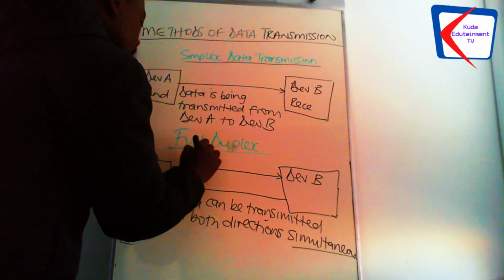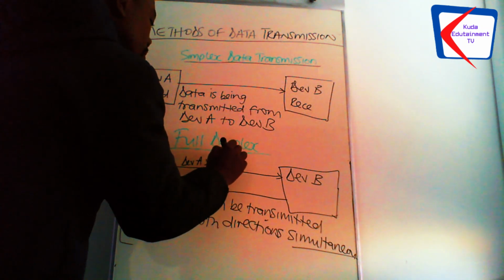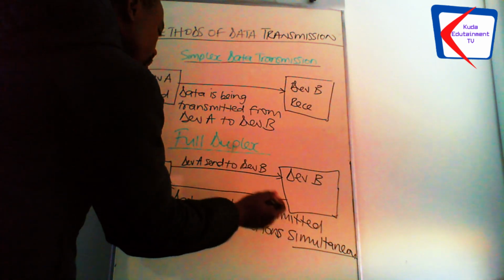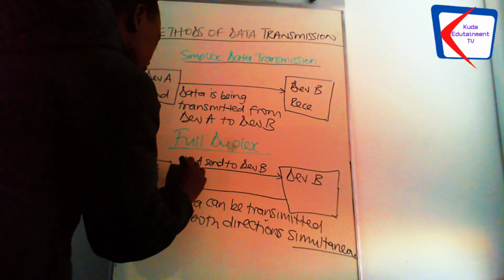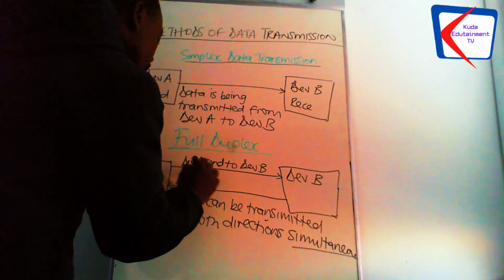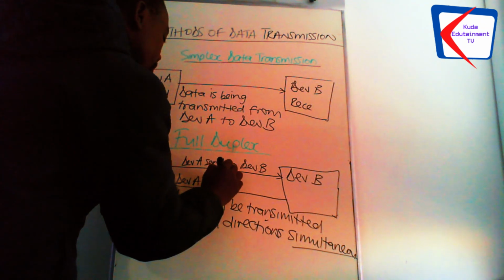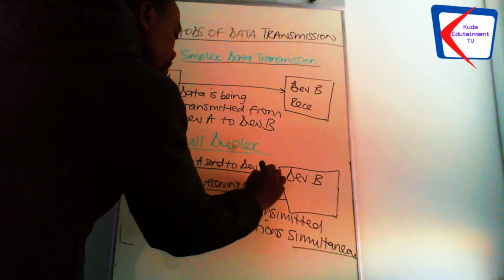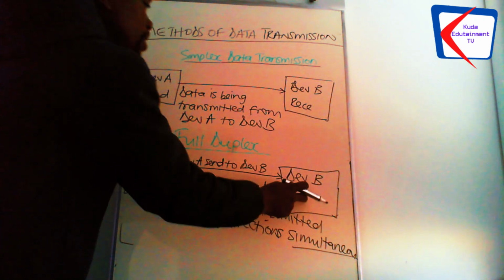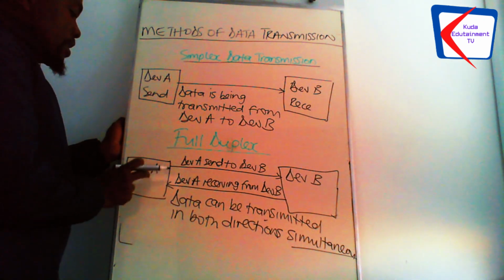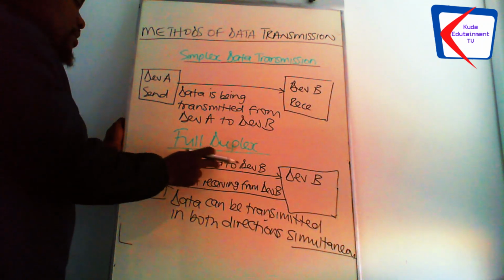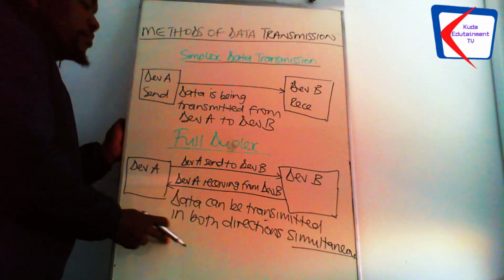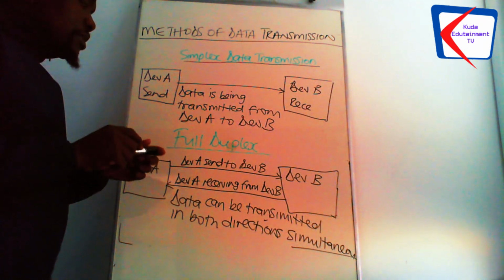Here device A is sending to device B, and here we have device A receiving from device B, meaning in this case device B is the sender and A is the receiver. But in the first instance, device A is the sender, device B is the receiver. So this is full duplex transmission.